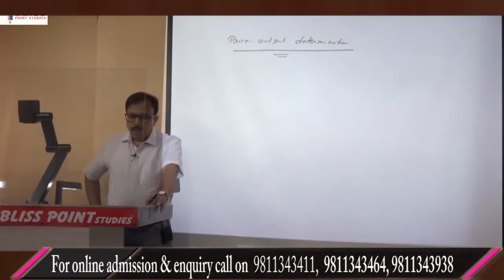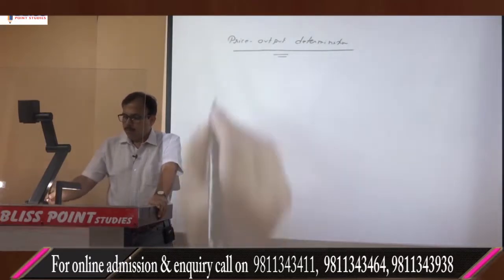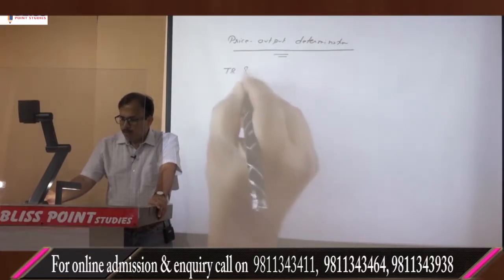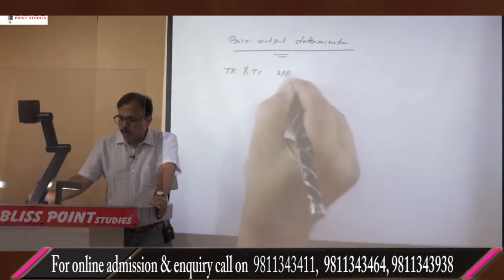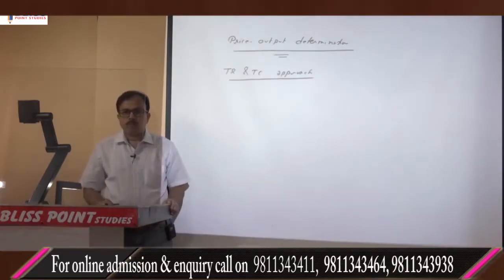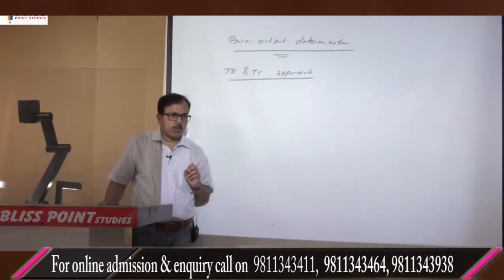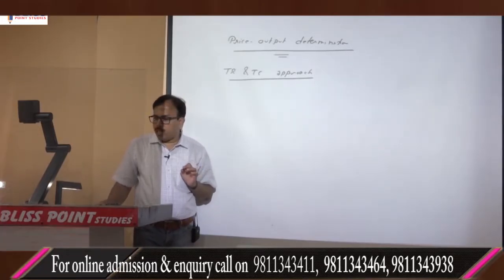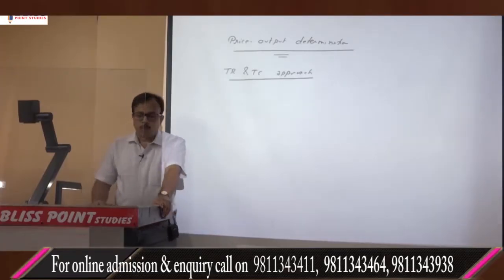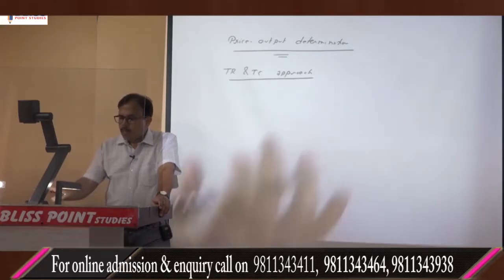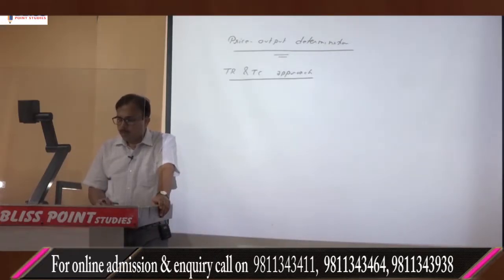Next paragraph. Equilibrium of firm may be shown graphically in two ways. First, total revenue and total cost approach. And second, marginal revenue and marginal cost approach. So one by one, first we are discussing this TR and TC approach.